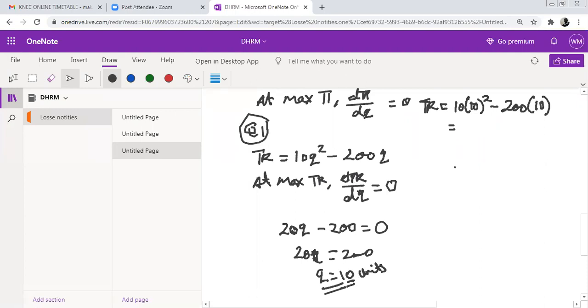So if we produce 10 units and the revenue is maximum, then that maximum total revenue will be obtained by replacing Q in the total revenue function. So instead of 10Q squared, we have 10 times 10 squared minus 200 times 10. This would be equal to 10 times 100, which is 1,000, minus 2,000, which gives us negative 1,000. But if it is total revenue, you just ignore the negative sign. That one is sorted. We go to question 2.